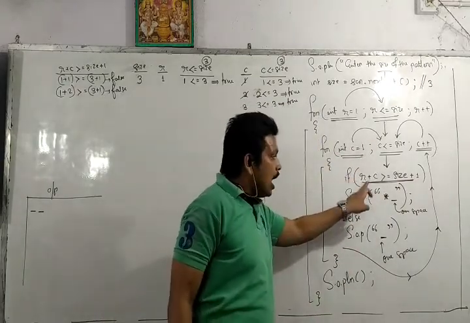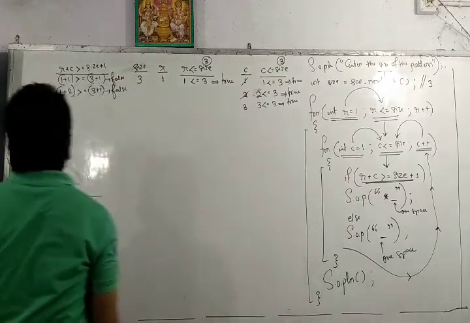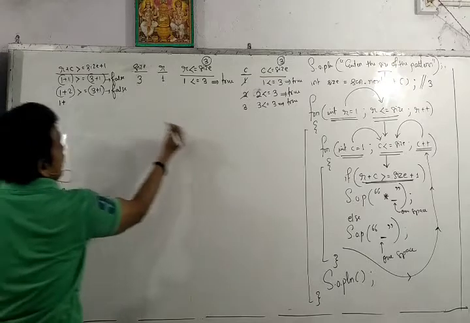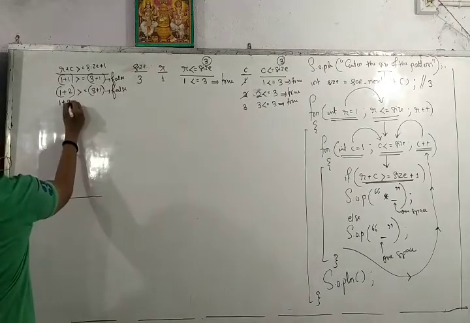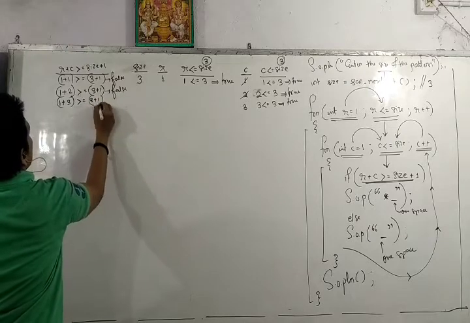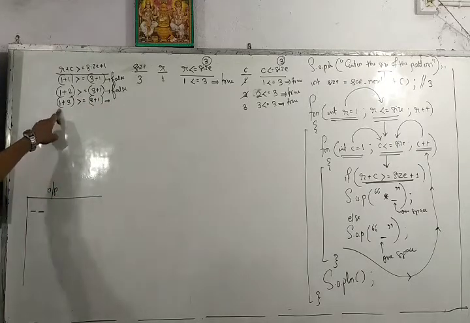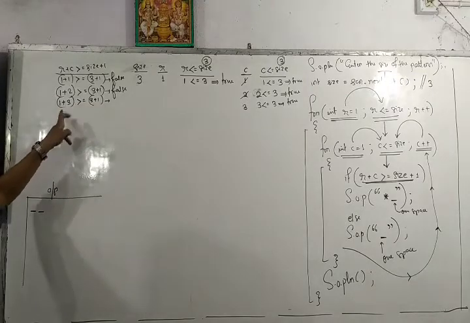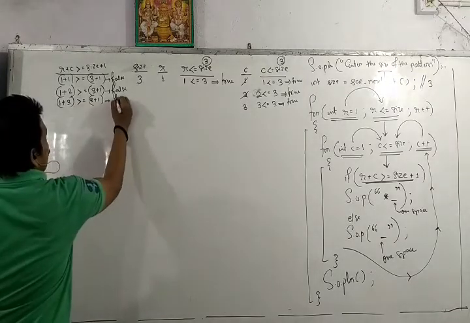And here it will check R plus C is greater than or equal to size plus 1. R plus C, what is R? It is 1. 1 plus C, what is C? It is 3. So 1 plus 3 is greater than or equal to size plus 1, that is 3 plus 1. What is 3 plus 1? It is 4. So 4 is greater than 4? No. 4 is equal to 4? Yes, it is true now.